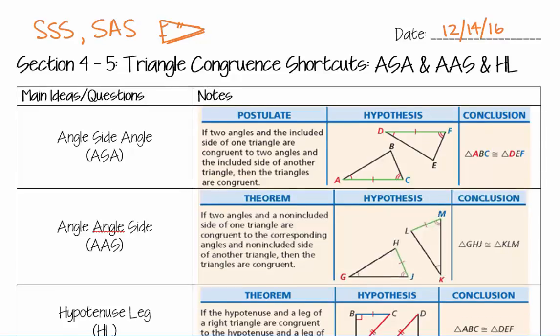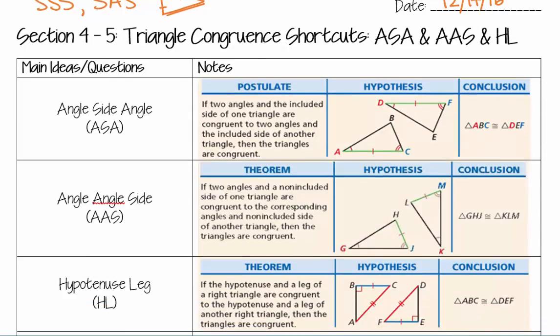Today we're going to learn three more, and these are the final three that we have. We have angle, side, angle, angle, angle, side, and hypotenuse leg. So angle, side, angle is very similar to side, angle, side, except we have a side in the middle. So this says if two angles and the included side of one triangle are congruent to two angles and the included side of another, then the triangles are congruent. So it's really important here that you know you have your angle, your side, and your other angle. It's included. Angle, side, angle.